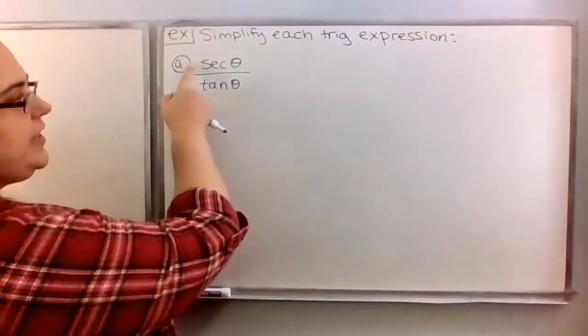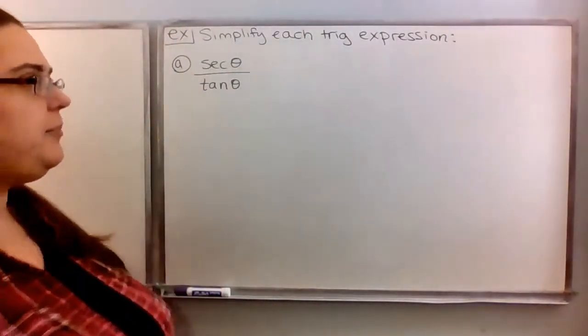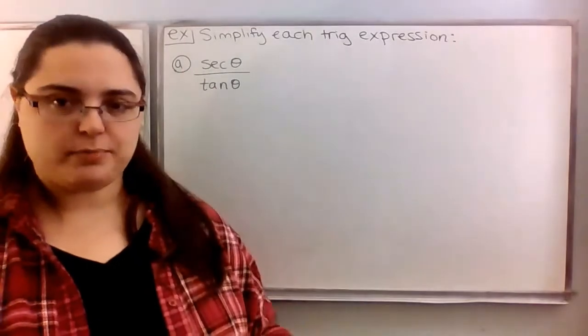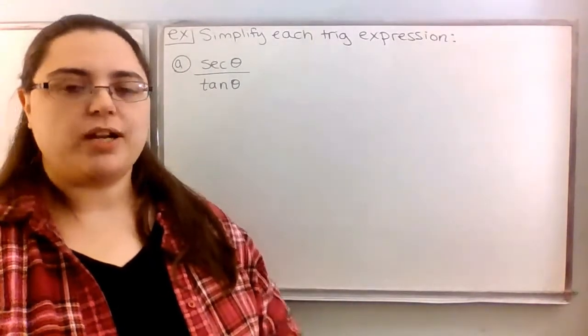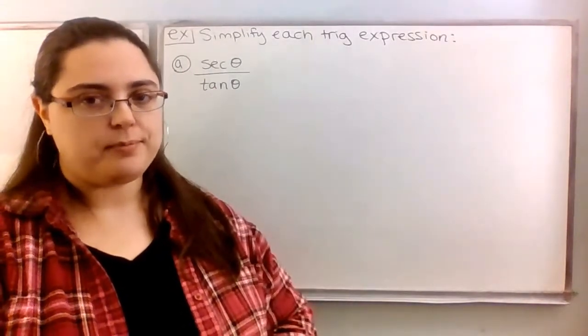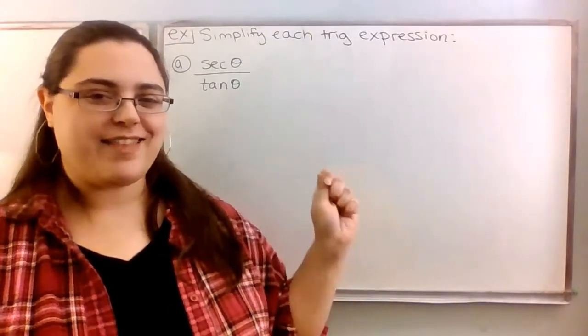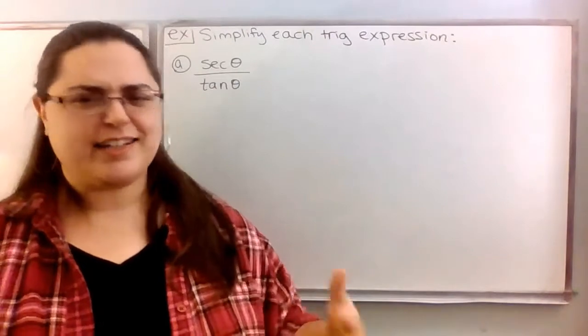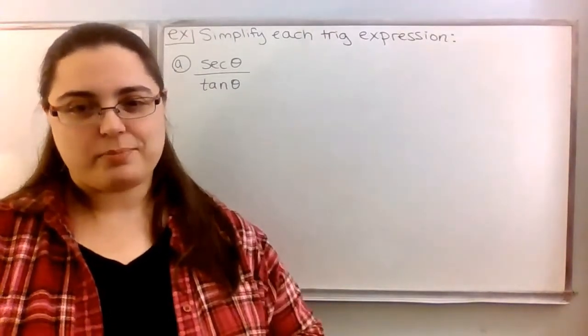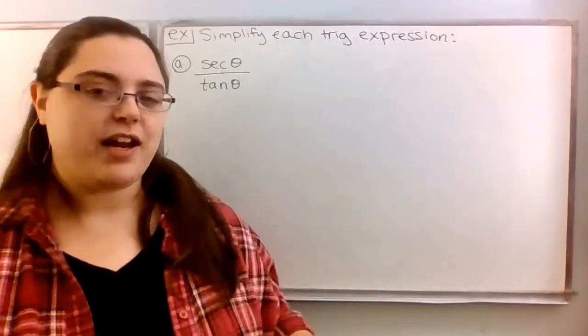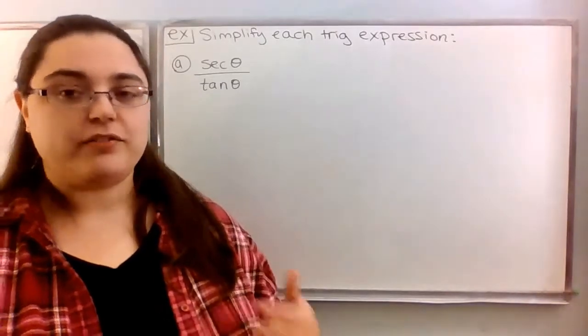So we have secant theta over tangent of theta. And as we go through this simplifying process, we're going to want to document the properties that we're using. If you've been keeping track of the properties on that trigonometric identities and properties handout that we started at the beginning of this unit, you might want to have that out and ready for some reference.